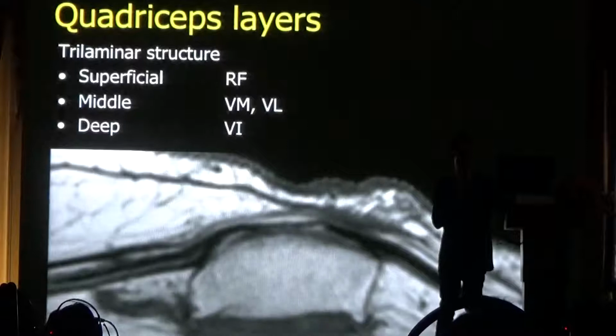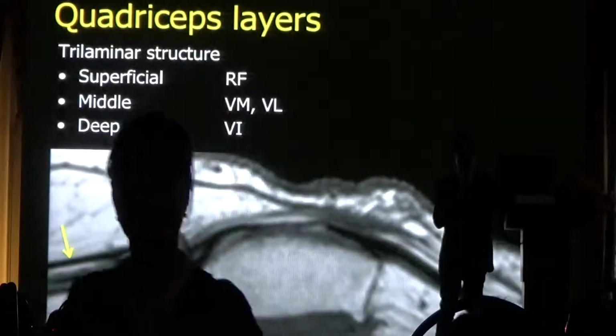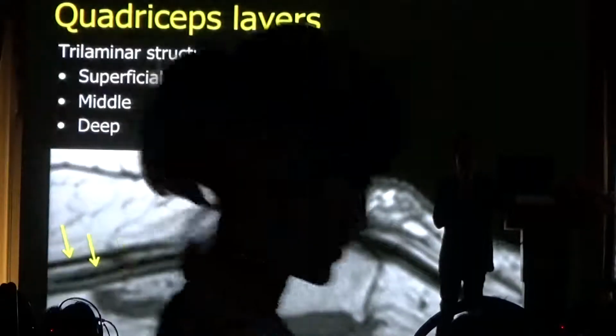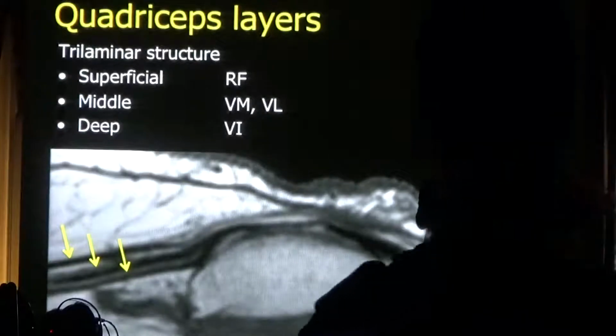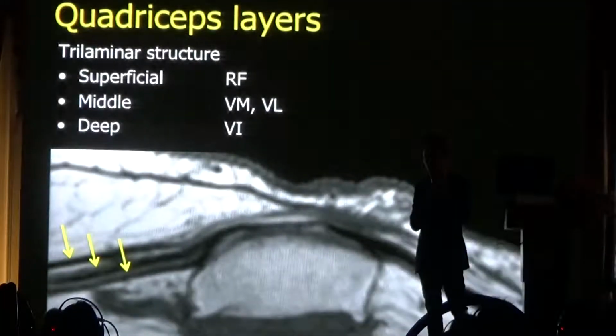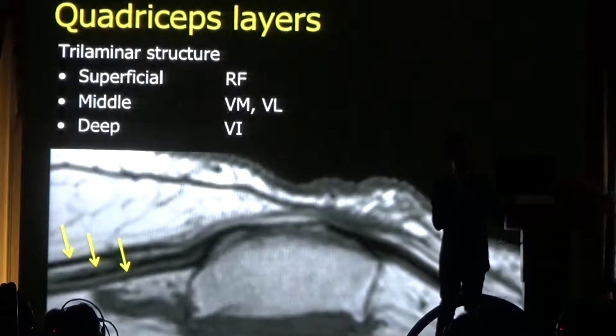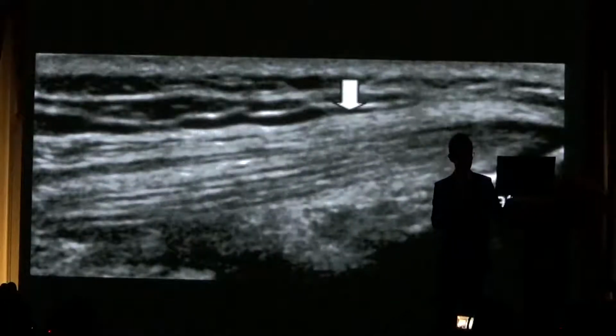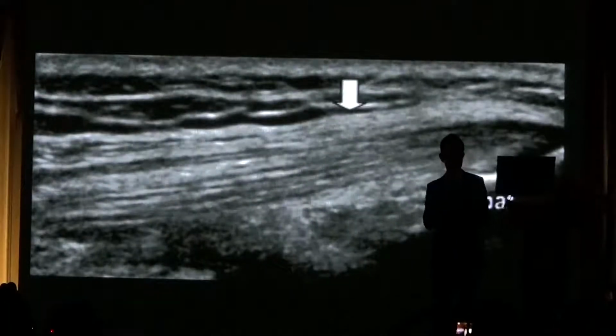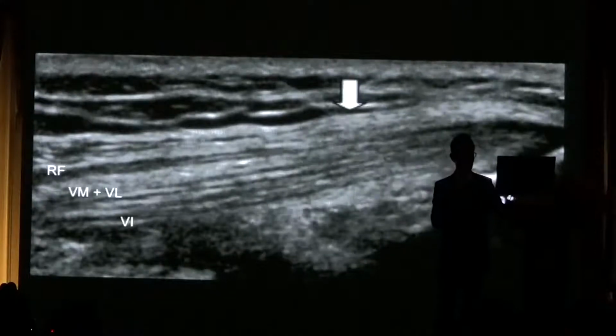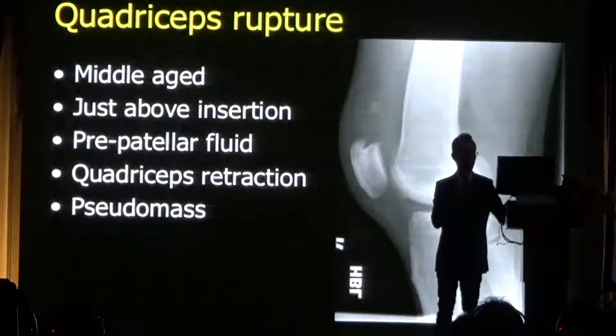And when we look on a T1 weighted image on MRI, we can appreciate these different layers because there may be a thin layer of fat interspersed between them. But we can also see that when we look at the fibrillar structure on ultrasound, we can make out the different layers of the quadriceps tendon.